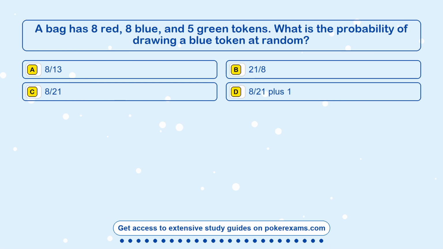Question 22. A bag has 8 red, 8 blue, and 5 green tokens. What is the probability of drawing a blue token at random? Option A 8/13. Option B 21/8. Option C 8/21. Option D 8/21 plus 1.